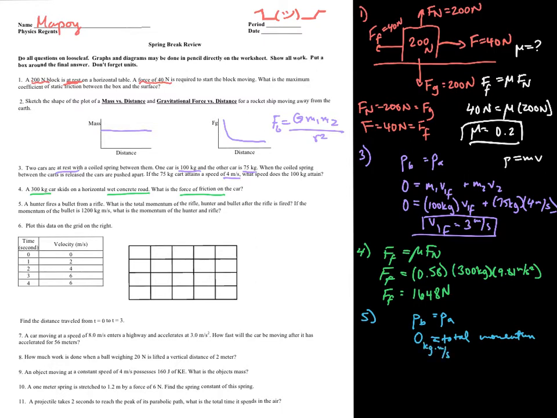Now, if the momentum of the bullet is 1200 kilogram meters per second, that means our momentum after is broken into the momentum of the bullet plus the momentum of the hunter and the rifle. Look how it's equal to 0 here, because our momentum after is equal to momentum before. So these should easily cancel each other out, but opposite in direction. So the momentum will also be 1200 kilogram meters per second.